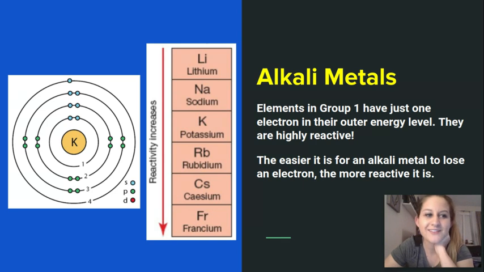You can see potassium on the left side of your screen. In potassium's outermost energy level, it has just 1 electron. That means this element is very reactive. The easier it is for an alkali metal to lose an electron, the more reactive it is. So it's opposite of a halogen.